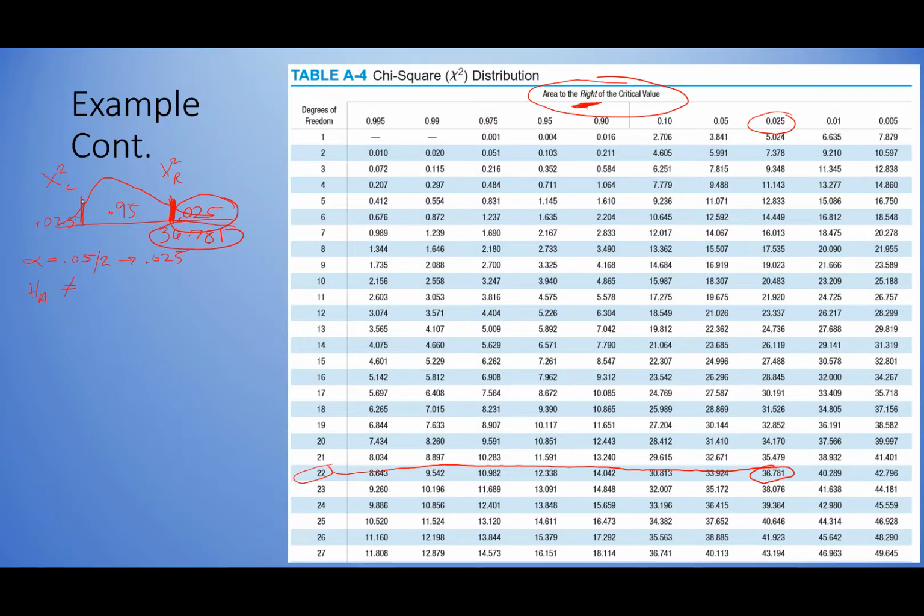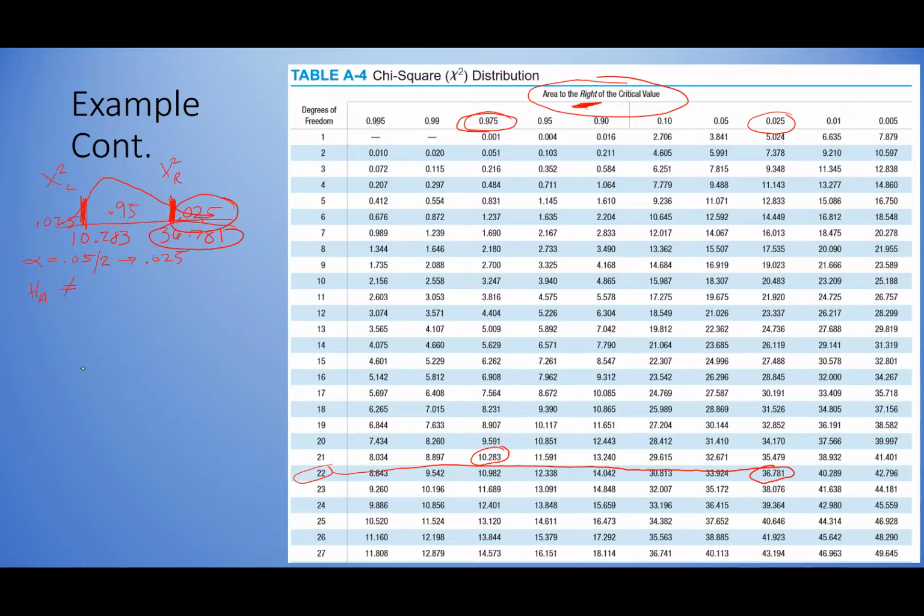Now for my chi-squared left critical value, I still need the area to the right, but you have to be careful here, because my area to the right isn't just 0.95, it's 0.95 plus the 0.025. So that total area to the right is 0.975. Then I come back to my chart and find my area across the top, 0.975, still come down to my degrees of freedom of 22, and my chi-squared left value would be 10.283. So those would be my critical values.